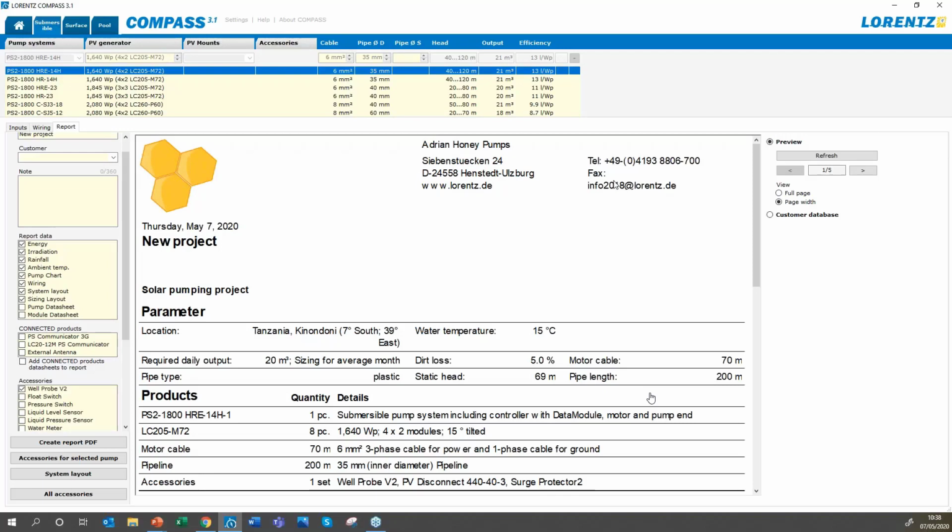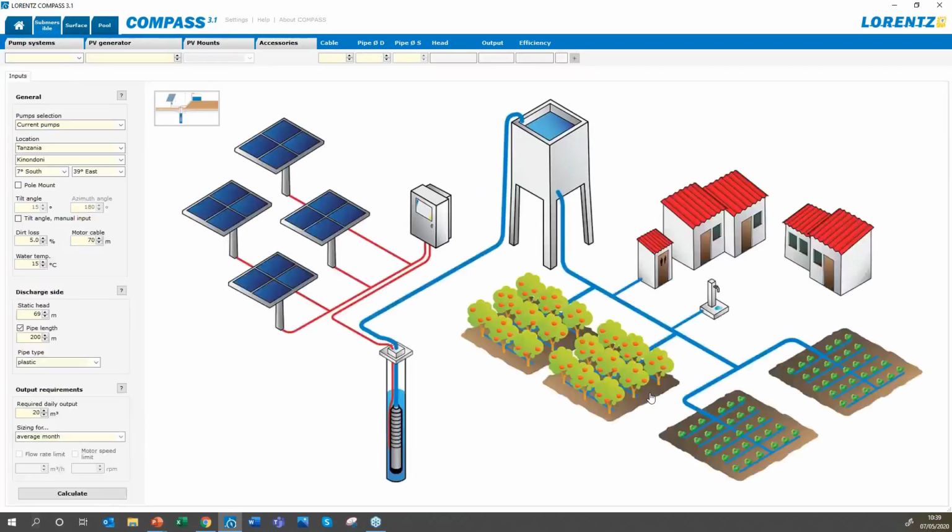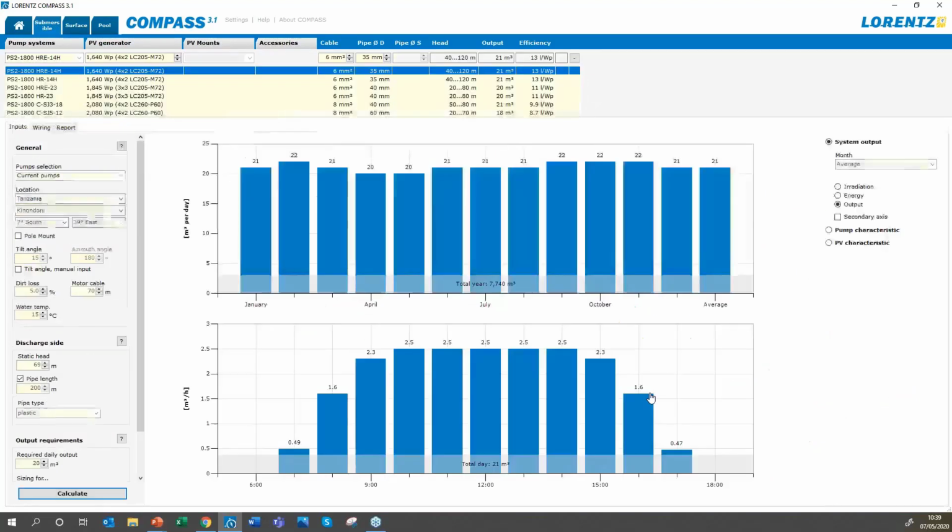Good. So let's jump forward now, and let's assume that we have some new news from the customer. So we have our solution here. We've sized this for him. We did our 20 cubic meters, we did our 69 meters head, we did a 200 meter pipeline.